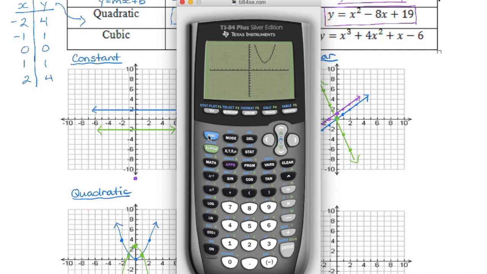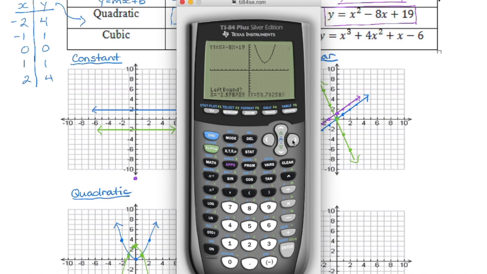But if we're looking for the vertex, because this is going to come into play with several of the units we're going to do going forward, we're going to go second function trace. Because it opens up, we have a minimum. So we're going to choose number 3. The calculator prompts you, it says, are we to the left? And if you look at the cursor, right now my cursor is at -6 and 106. So I need to go way down.